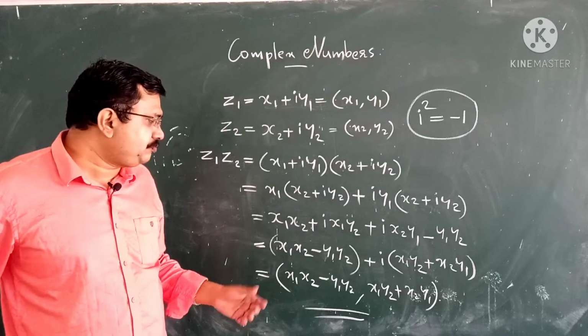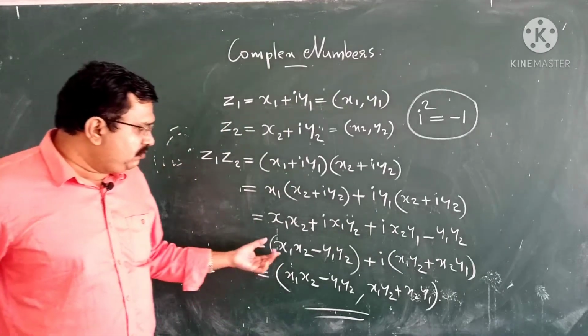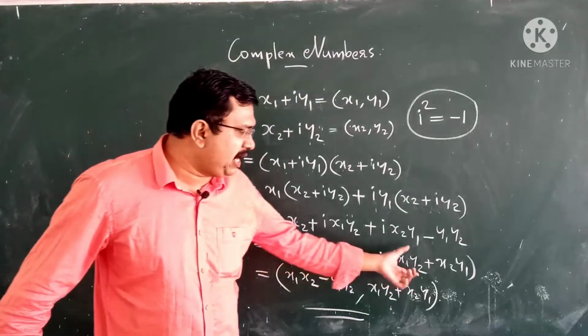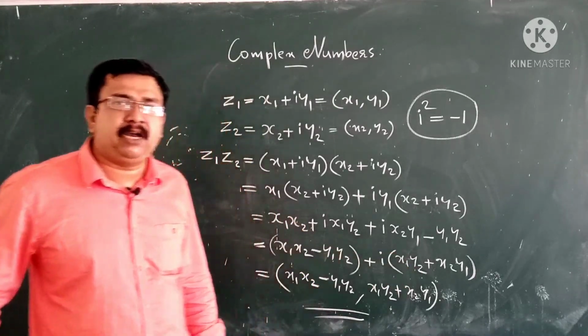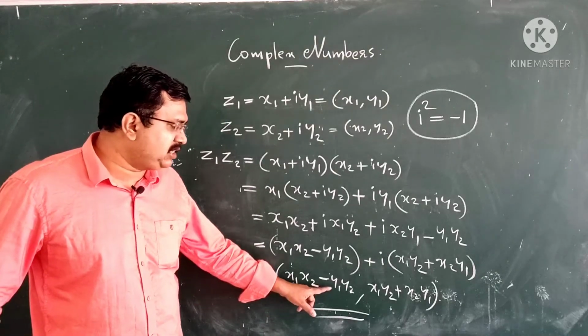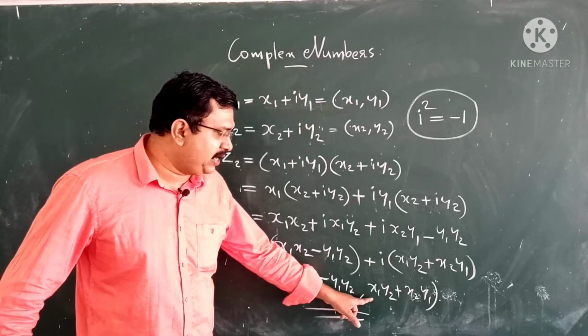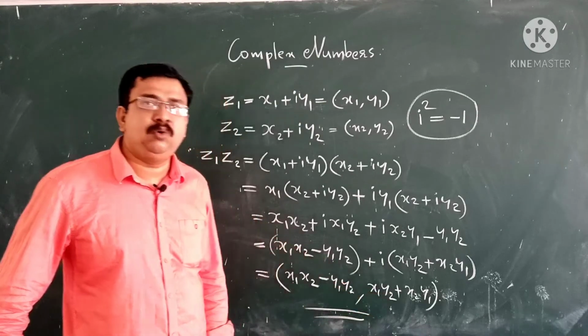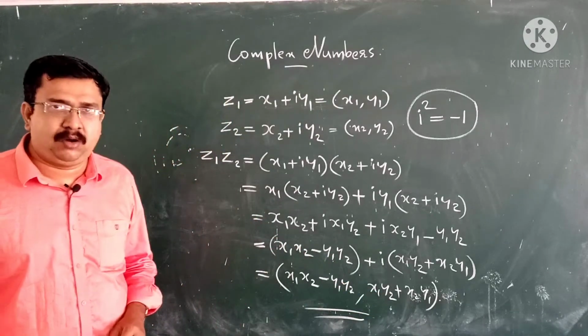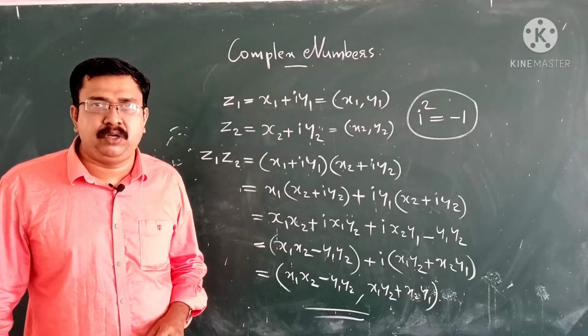That is, we are grouping. The first part is the real part of the complex number and the second part is the imaginary part of the complex number. Then the final answer is (x1 x2 minus y1 y2, x1 y2 plus x2 y1). Okay, this is the multiplication of two complex numbers. Please write it down in your notebook.